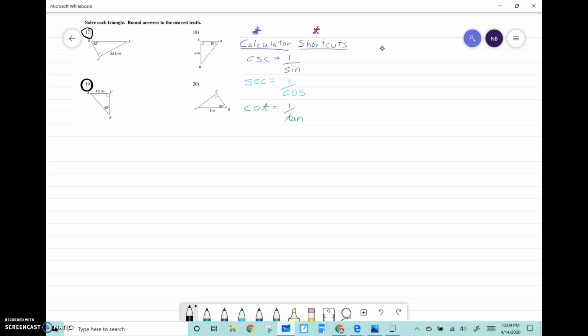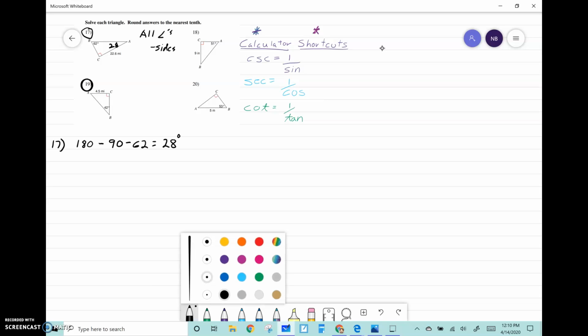All right, so let's start off with number 17. What we're looking for is all angles and all sides. We can immediately knock out the angles part, because we'll take 180 degrees and subtract the angles that we have. So we're going to subtract 90 and subtract 62. That will give us what angle A is, which is 28 degrees. So we know now that angle A is 28 degrees.